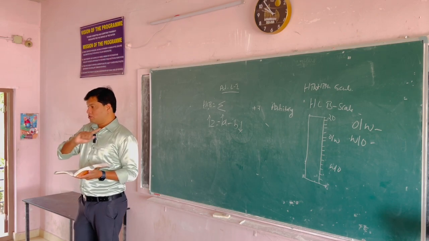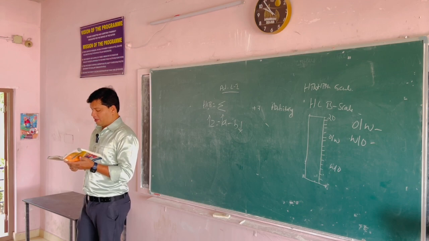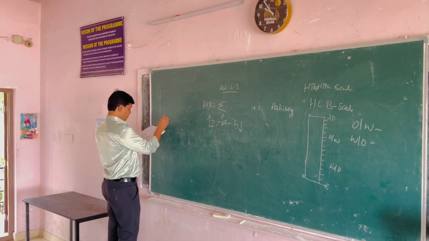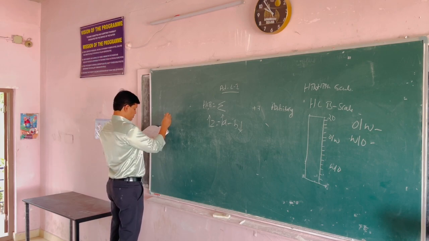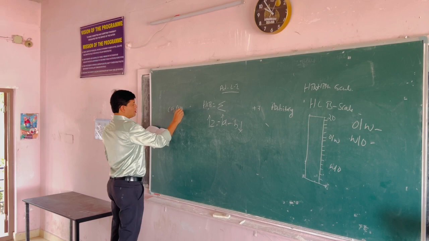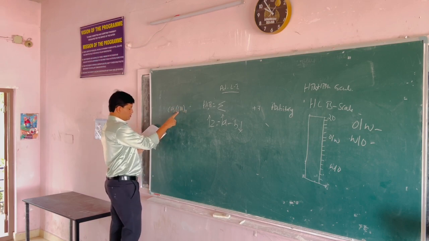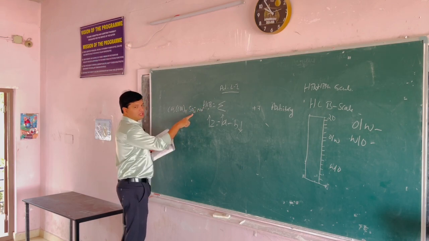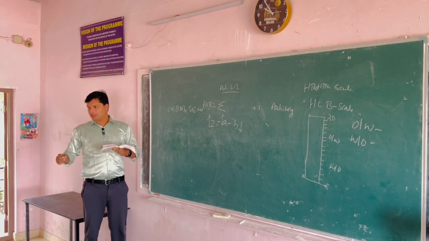Now you need to calculate, use this formula and calculate it. Okay, I will tell you what SLS contains. SLS contains a lauryl group, which means a 12 carbon chain, and sulfate and sodium. Sodium lauryl sulfate. Okay, this is what it contains.